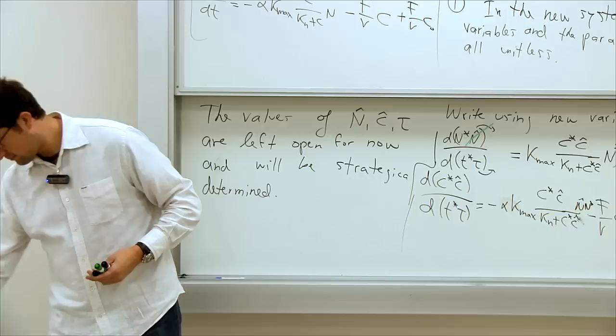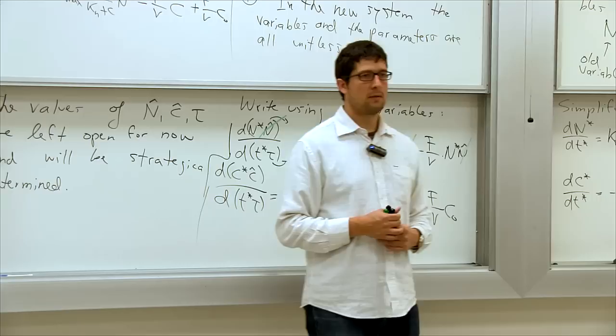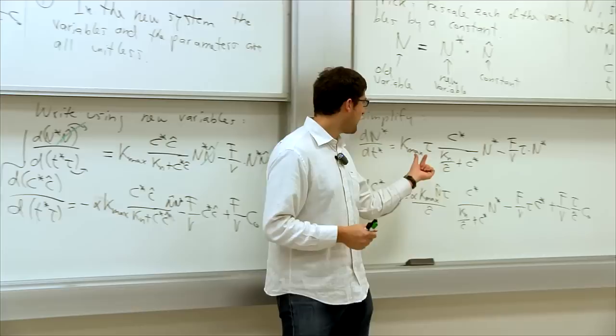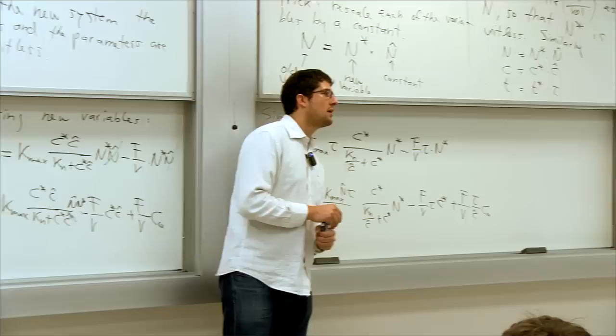Yes, Mike. Before our transformations, n and c were both functions of time. After the transformation, n star and c star are functions of t star? Absolutely, yeah, exactly. They were functions of time t, and now the new variables are functions of t star. So if we wanted to write this more precisely, the time variable is actually t star. That's right. Question? No? Okay, all right.